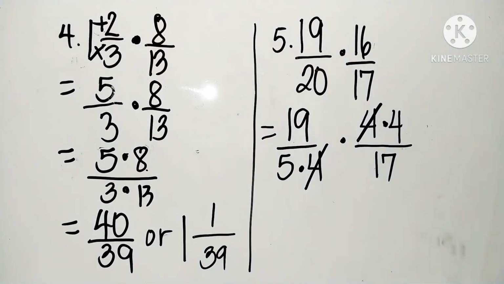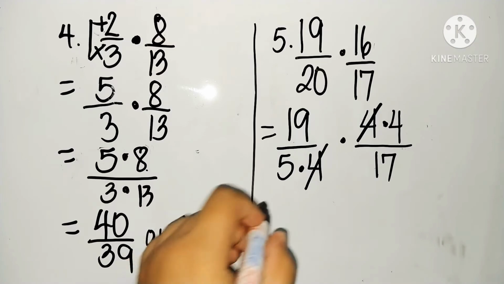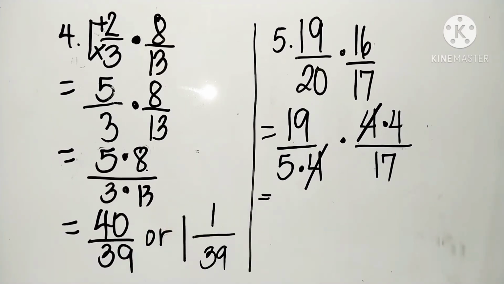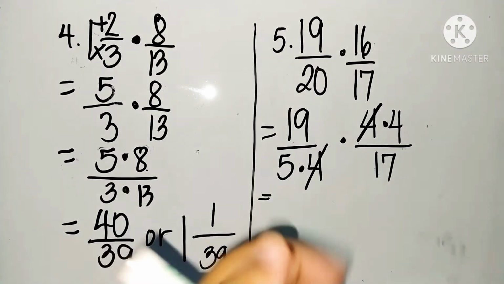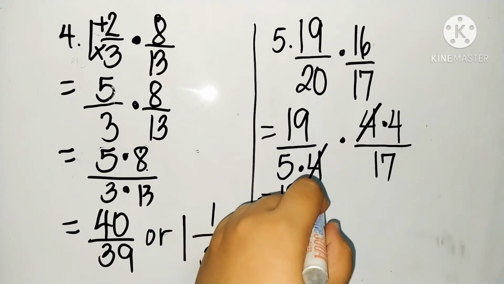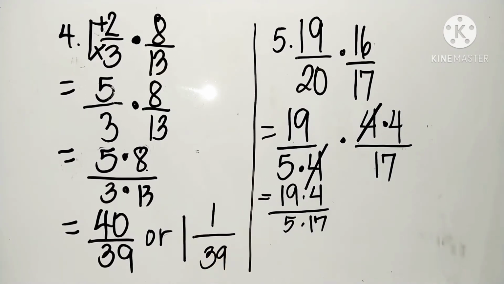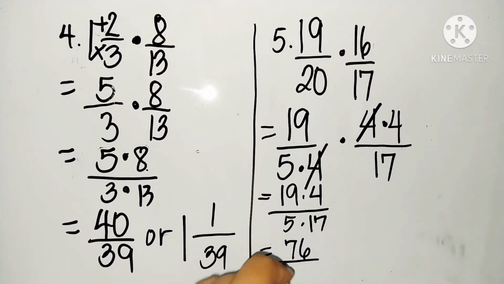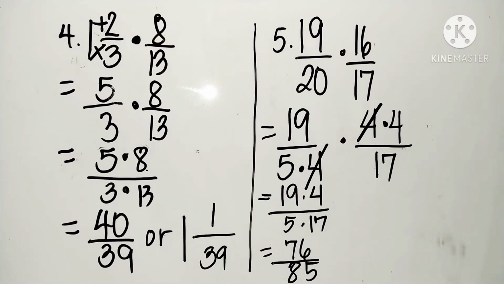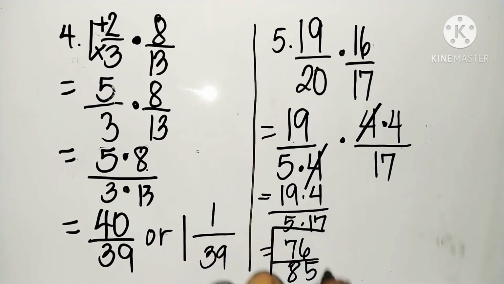And then, we proceed with multiplication. So, magiging, kung ano yung natirang factors, yun lang yung multiply natin. So, in this case, we have 19 times 4 over 5 times 17. 19 times 4 is 76. So, meron tayong 76 over 5 times 17 is 85. In this case, hindi natin pwedeng i-express into lowest term yung 76 over 85 kasi wala naman silang common factor. Our final will be 76 over 85.